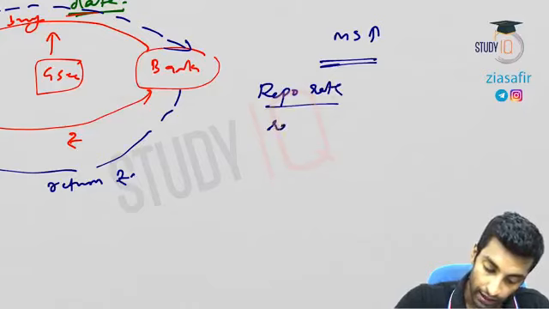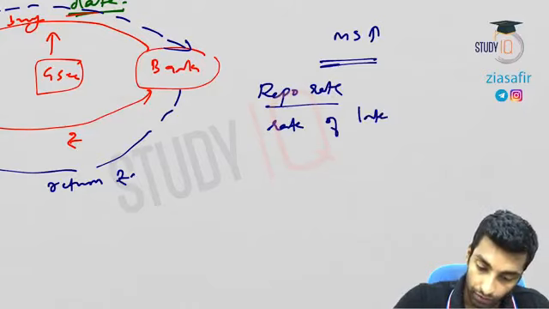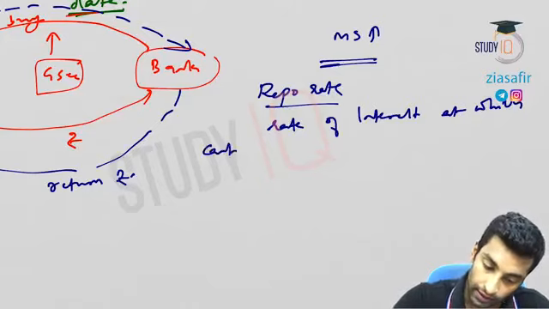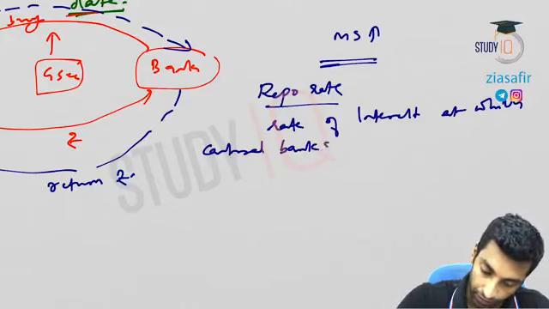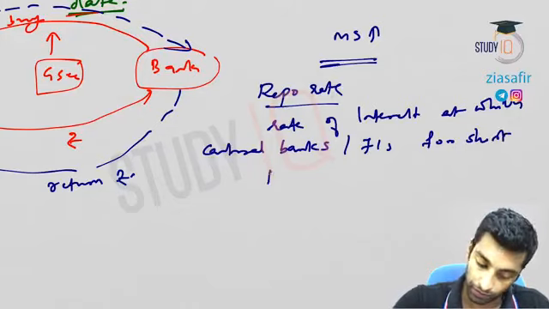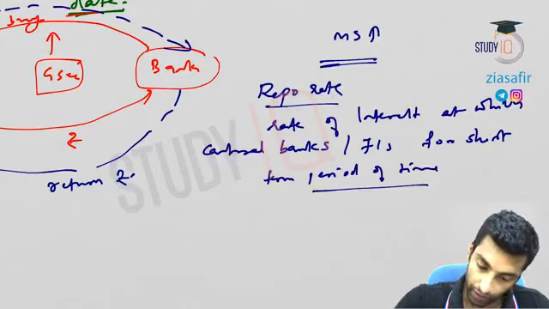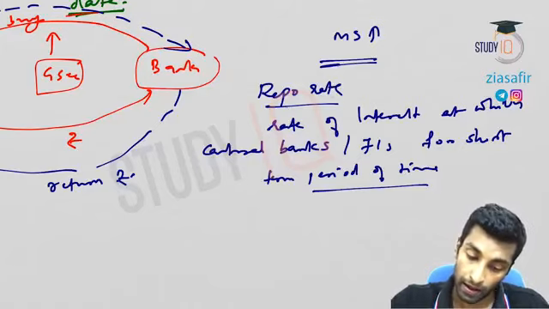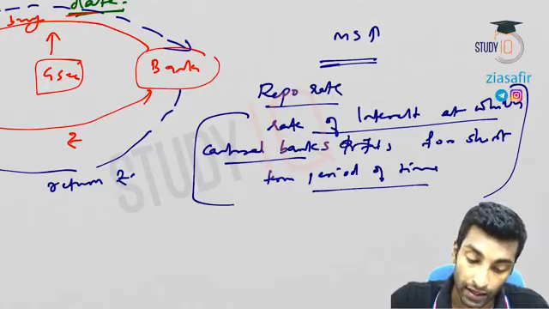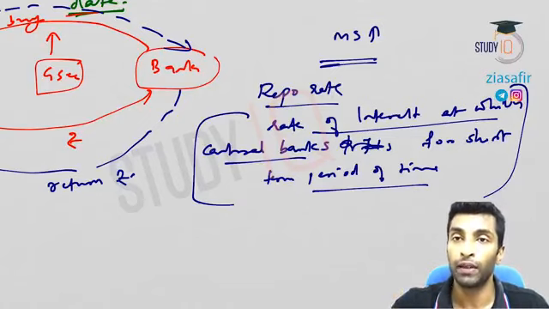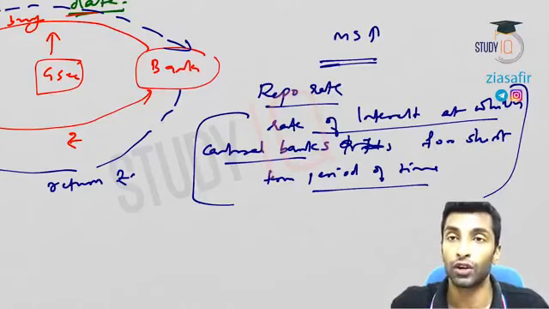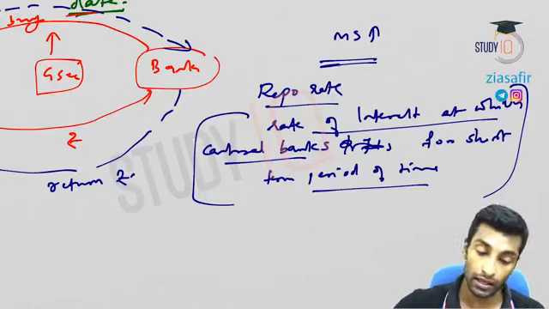Repo rate is the rate of interest at which the central bank lends to banks or financial institutions for a short term period. Okay, that interest is what you call the repo rate.